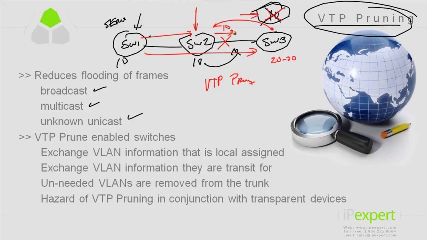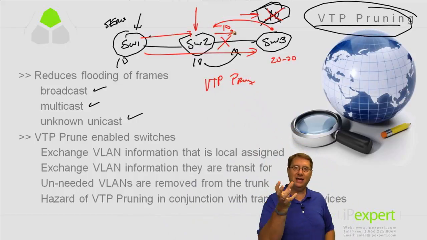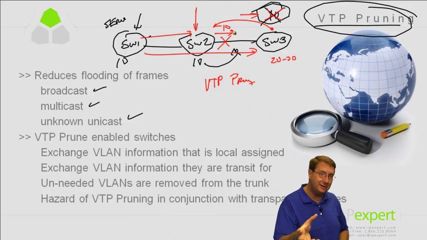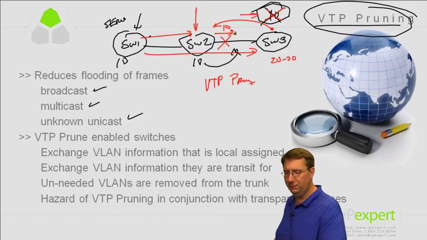20 and 30, or 20 through 30, are going to work perfectly fine, but by virtue of the fact that my device is telling me that he does not need VLAN 10, then I'm going to stop sending the information. But let's expand this argument.